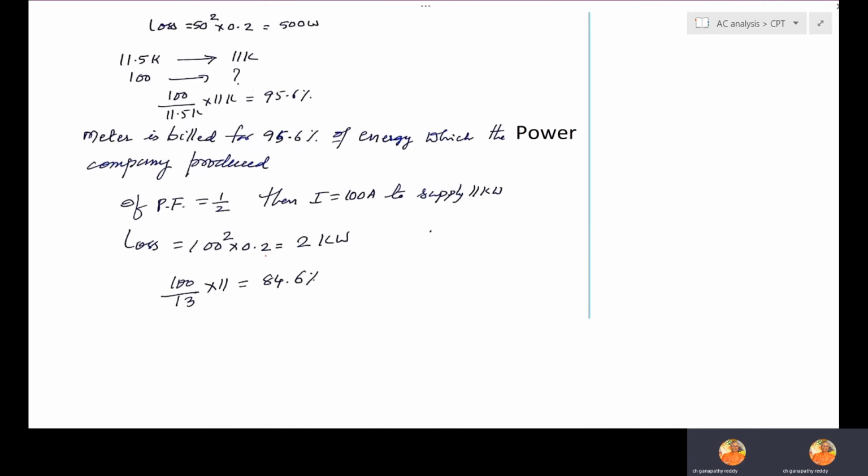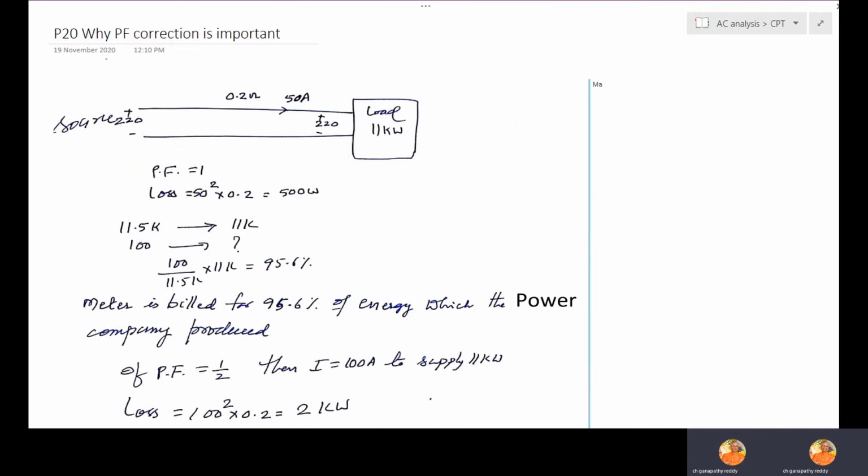This is some good general information: why power factor correction is important. A source of 220 volts and a load of 11 kilowatts. When the source is 220, the voltage across the load is also 220. The transmission line resistance is 0.2 ohms. Then the current is 50 amps. Now just see the power factor. If the load power factor is 1, what are the losses in the transmission line? 50 square into 0.2, 500 watts loss.